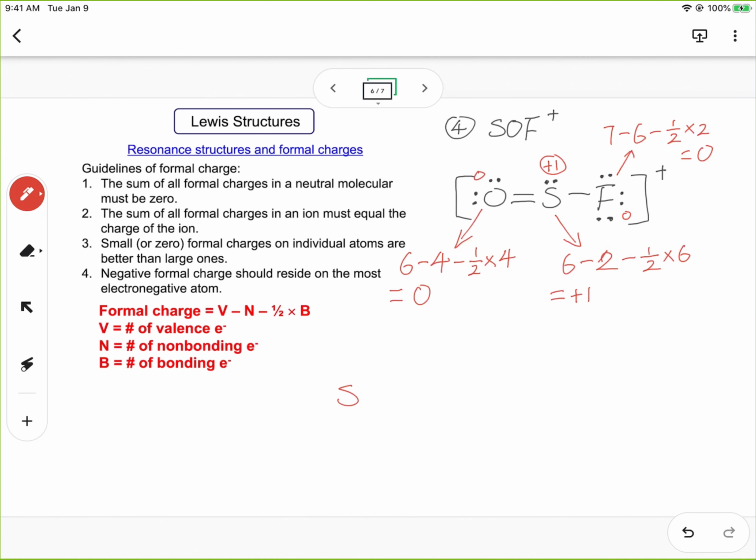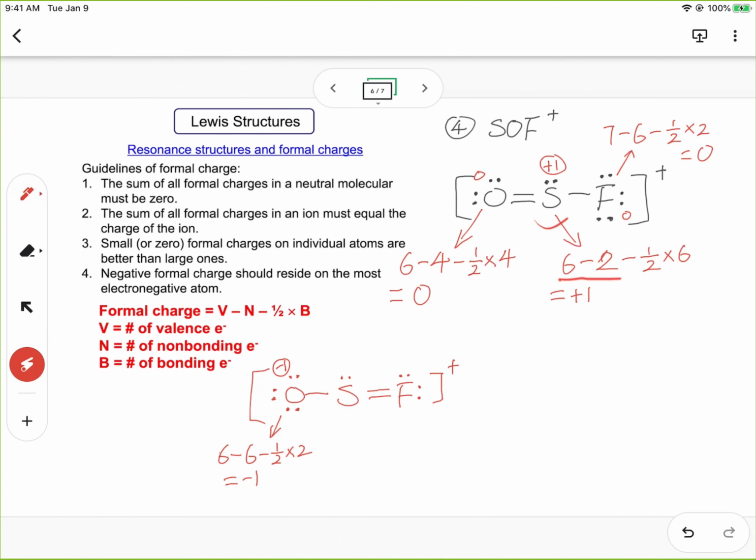Okay, so sulfur with a double bond with fluorine, and a single bond with oxygen. Okay, and it's a charged ion. Now let's calculate the formal charge. This one, 6 minus half of 2, that is going to be -1. So -1 formal charge. Sulfur would be the same as this one. And so let me just label it, it would be positive 1 in this case.